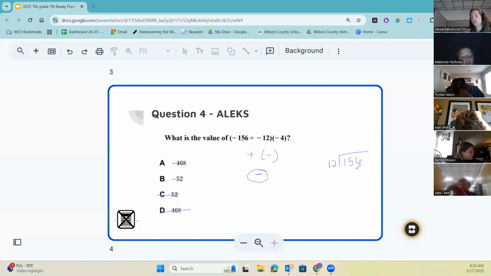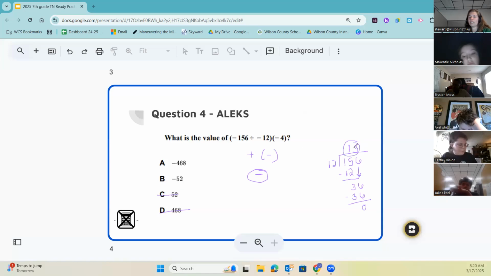All right. 12. All right. So 12 goes into 1 0 times. 12 goes into 15 once. 12 times 1 is 12. Bring that down. Do my subtraction. Get a 3. Bring down my 6. 12 times what equals 36? 12 times 3. 12, 24, 36. Okay, 12 times 3 is exactly 36. So when I do my subtraction, I get 0. So 13 is the answer here.